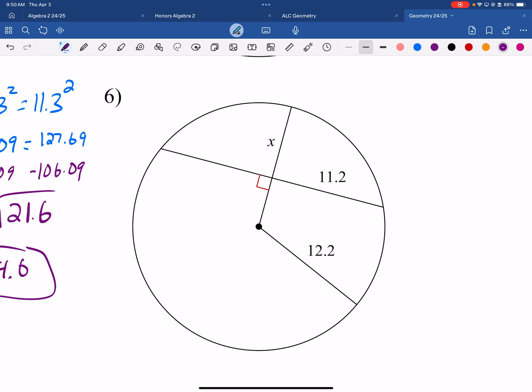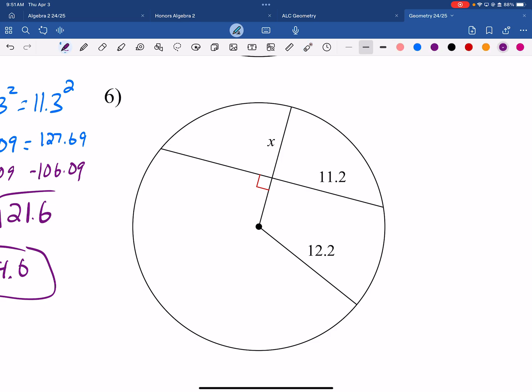All right, so I'm looking at what we have. I got to find this little piece down here. So if I can find this part right here, it's okay. So let's think about this. If I can find this part right here, this part here and x, what do they have to add up to? 12.2, because it's a radius, right? So if I can find this part, I can subtract it from 12.2 to find my x value.